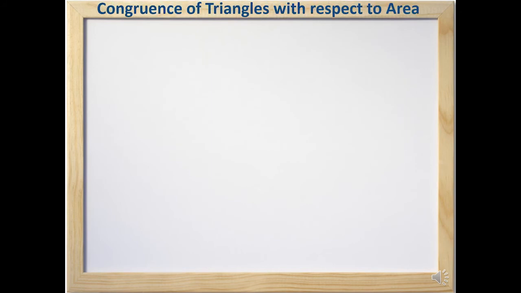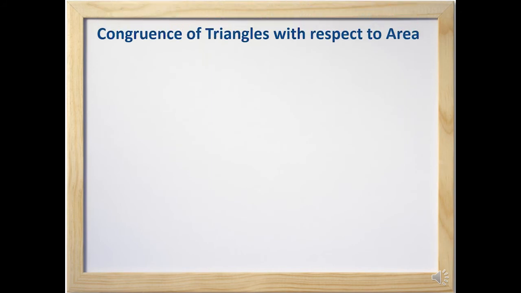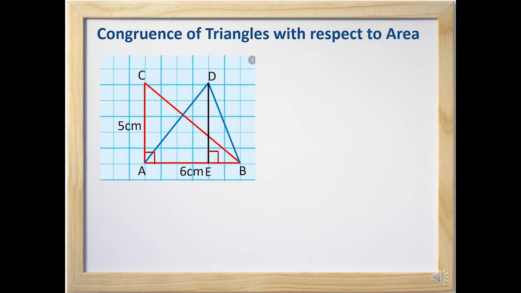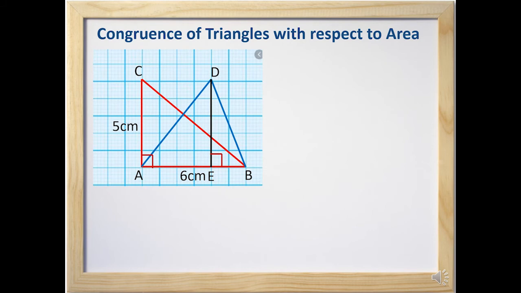Children, now we are going to learn congruency of triangles with respect to area. That means we want to find out whether, if the areas of any two triangles are equal, they will be congruent or not. That means we have two triangles, the areas are equal, and we want to find out whether those two triangles are congruent or not.